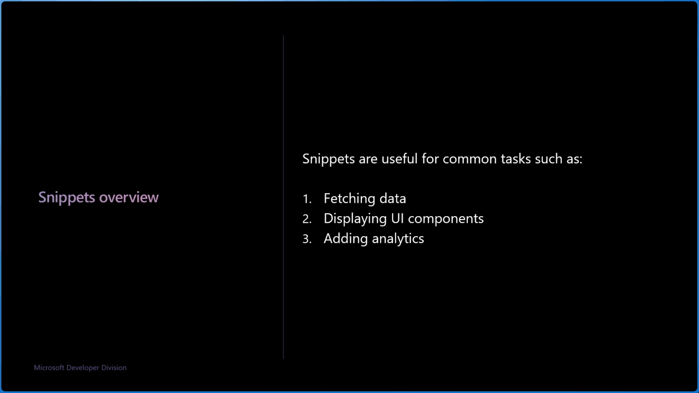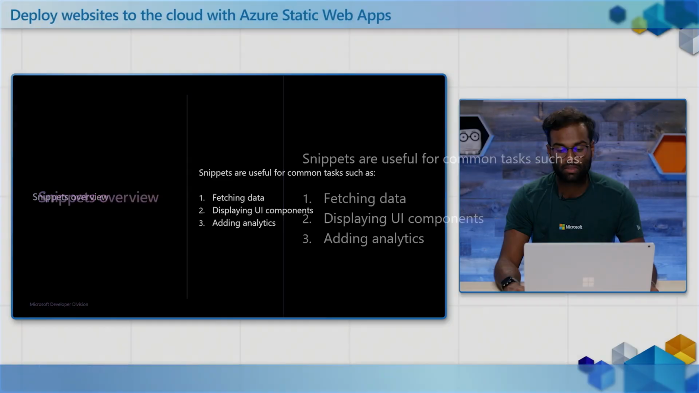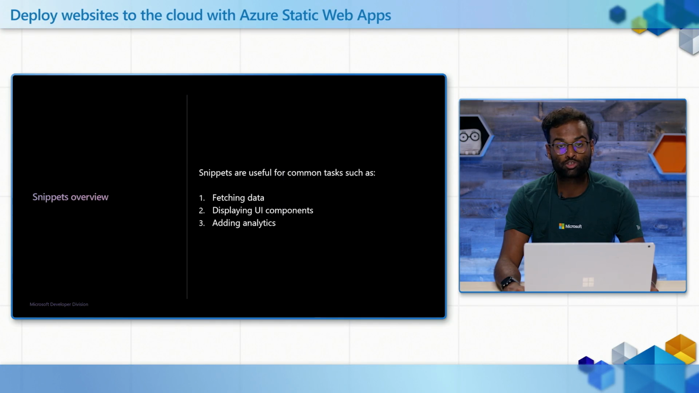Another feature of Azure Static Web Apps is snippets, which allow you to create reusable code blocks that you can insert into your web app with a single click. Snippets are useful for common tasks such as fetching data, displaying UI components, and adding analytics. You can create your own snippets or use the ones provided by Microsoft.